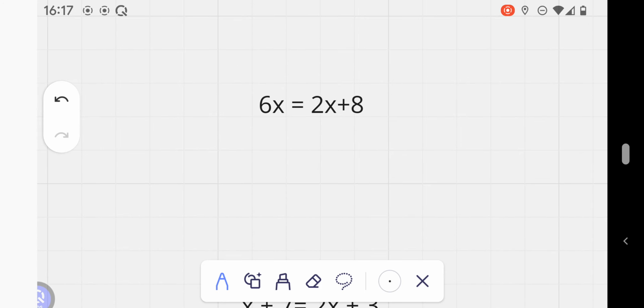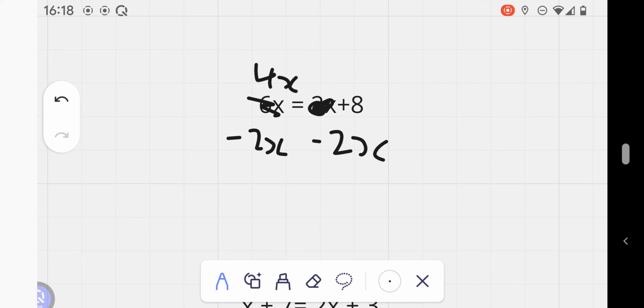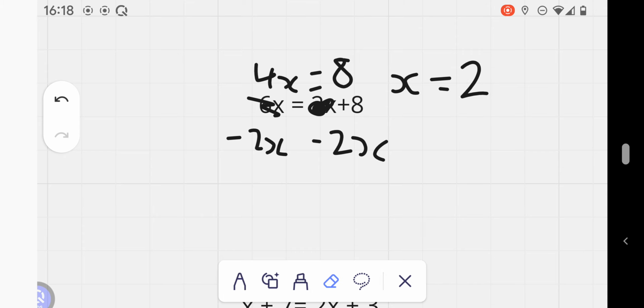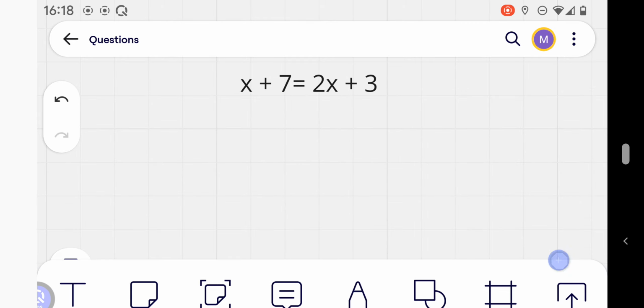Okay, you try now. Before I answer the question, pause the video right now. What is the answer to this? Got it? Okay, so now we need to put x onto one side. So minus 2x on either side. Now this becomes 4x, and that is now not here. 4x equals 8, meaning x equals 2. And if you want, always plug it in, but I'm not doing that.